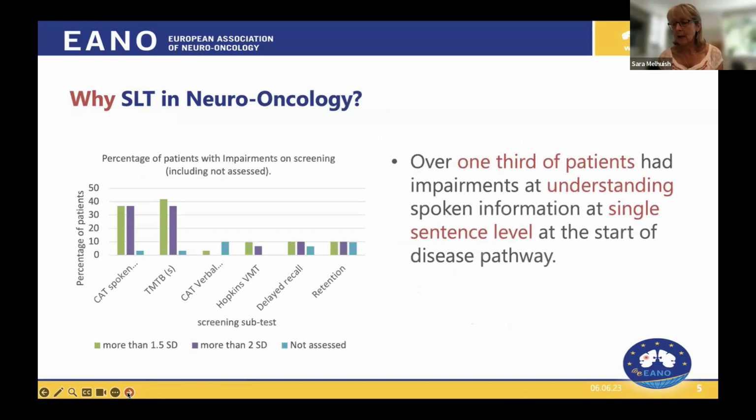Now, I believe these values are likely to be an underrepresentation of the problem. Data collected at my previous trust, where we began screening patients for cognitive and communication deficits prior to the initial oncology consultation, showed that over 1/3 of patients had impairments at understanding spoken information just at single sentence level at the start of the disease pathway.